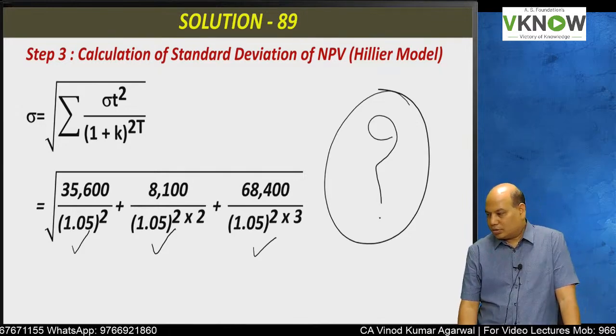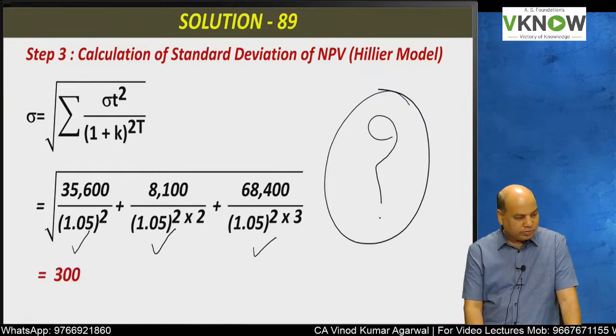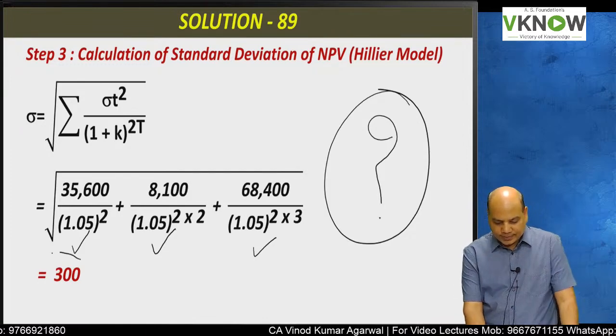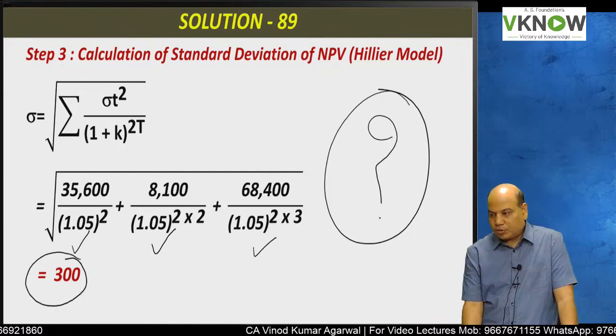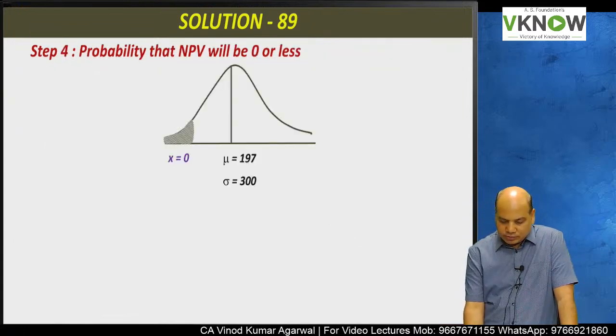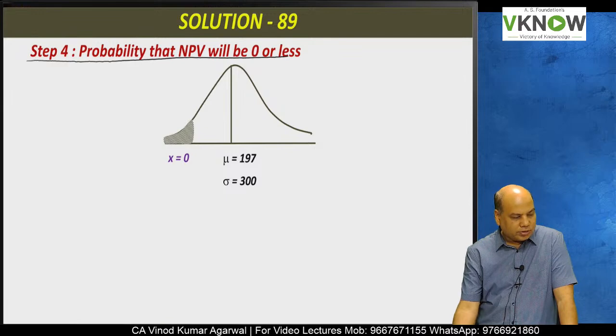Okay. So the answer is 300. Please note down. The standard deviation of the probability distribution of NPV is 300. Write down 300. If you have not got it, check it later. Come to the next question.